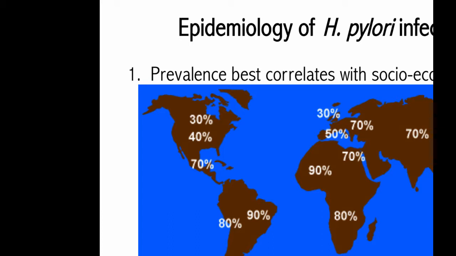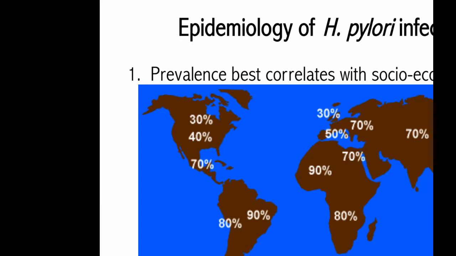So what do we mean by that? Well, if you look at the map here, you can quite clearly see that if you look at developing or third world countries, the incidence of pylori infection is much, much higher compared to developed countries, and in island nations you tend to see even lower rates of infection unless that country is a developing nation.